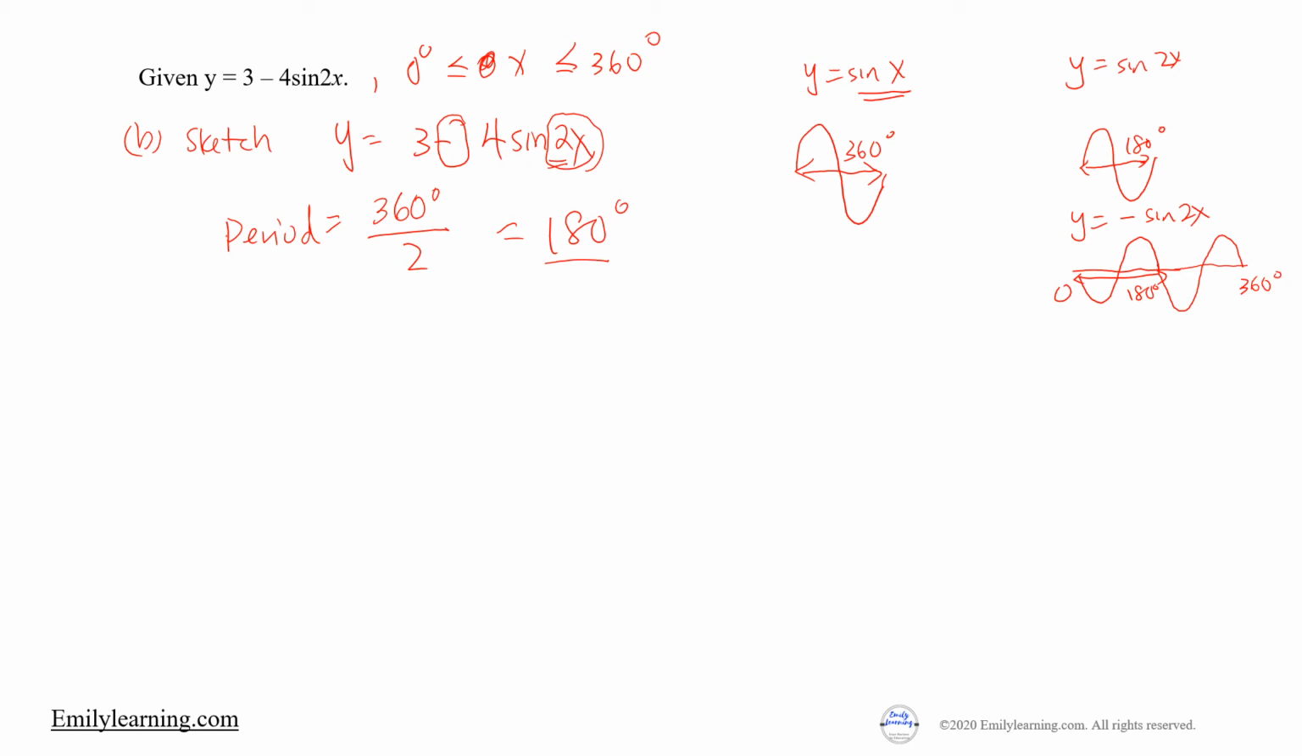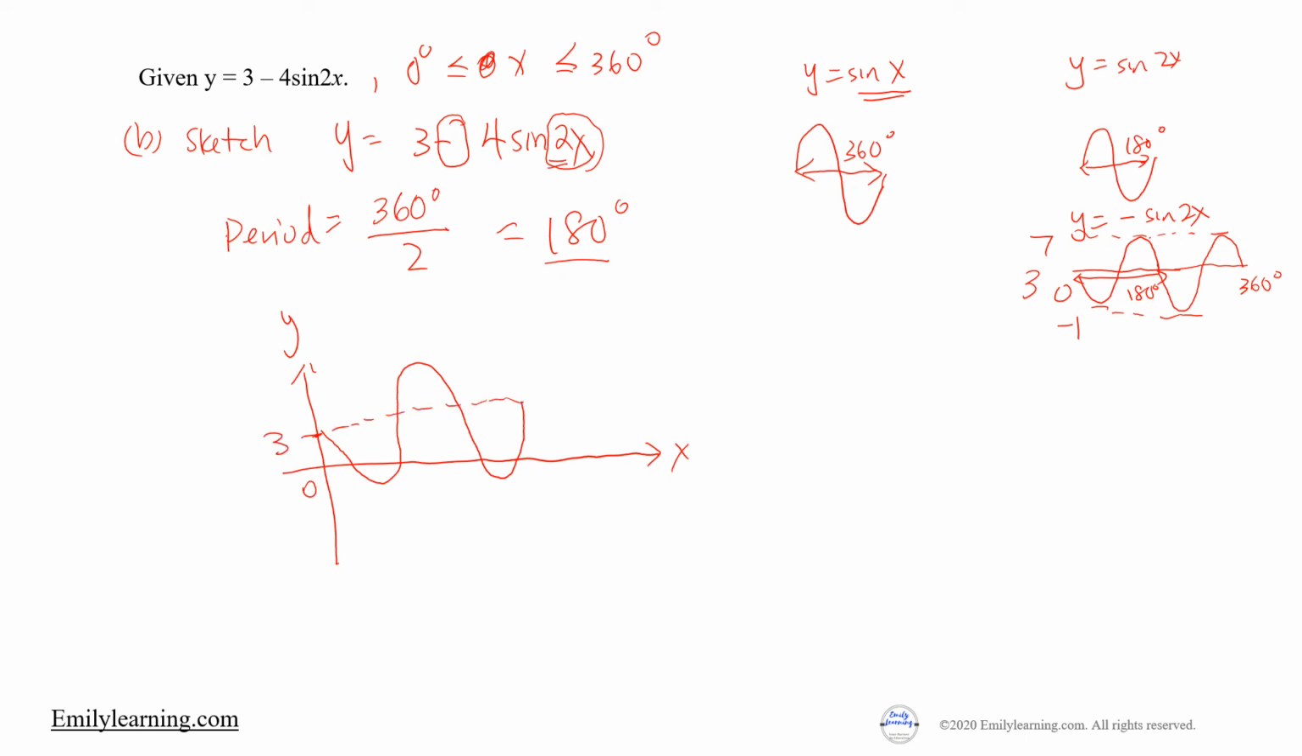Now in part A, we found that the minimum value is negative 1 and the maximum value is 7. So this value in the middle will be how much? 3. Therefore I can sketch this curve this way. So this is my x-axis, this is my y-axis, and I know that the graph will look something like this. Here is 0, and here will be 3.